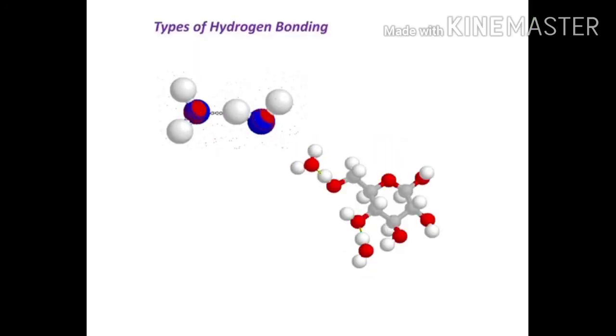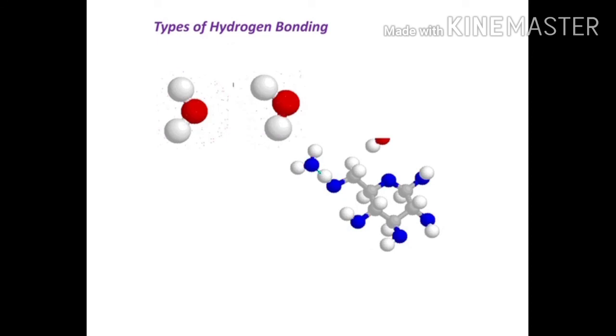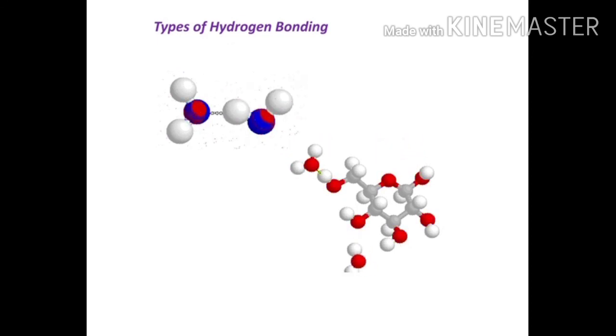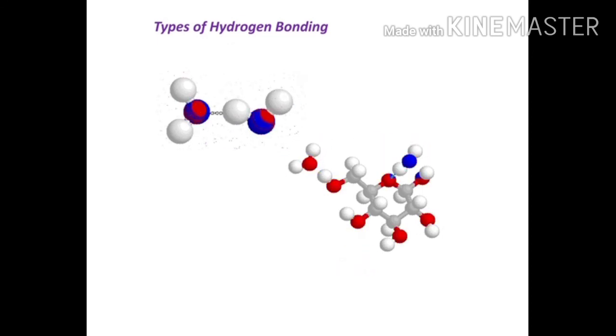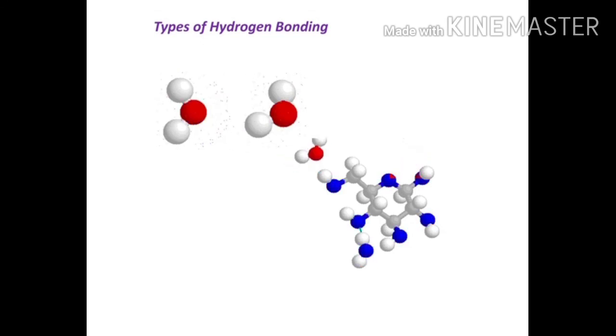So, two types of hydrogen bonding. One is intermolecular hydrogen bonding, another one is intramolecular hydrogen bonding. Once again, revise all the definitions and study the types of hydrogen bonding.